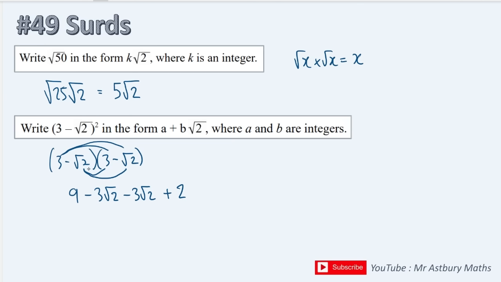I'm now going to collect up the like terms. So I'm going to have the numbers here, the rational numbers, they're called, 11. And I'm going to have the surds, which are also called irrational numbers. And how many of those do I have? I've got minus 3 and another minus 3. So I've got minus 6 root 2.